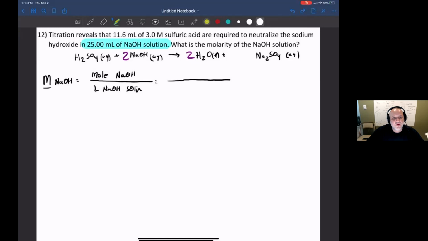I know that there are 25 milliliters of the sodium hydroxide that was neutralized. So if I need the liters of the sodium hydroxide solution, this is actually given to me in the problem. All I need to do now is figure out the number of moles of sodium hydroxide in order to calculate the molarity of the solution. So that's really my goal, to calculate the moles of sodium hydroxide.